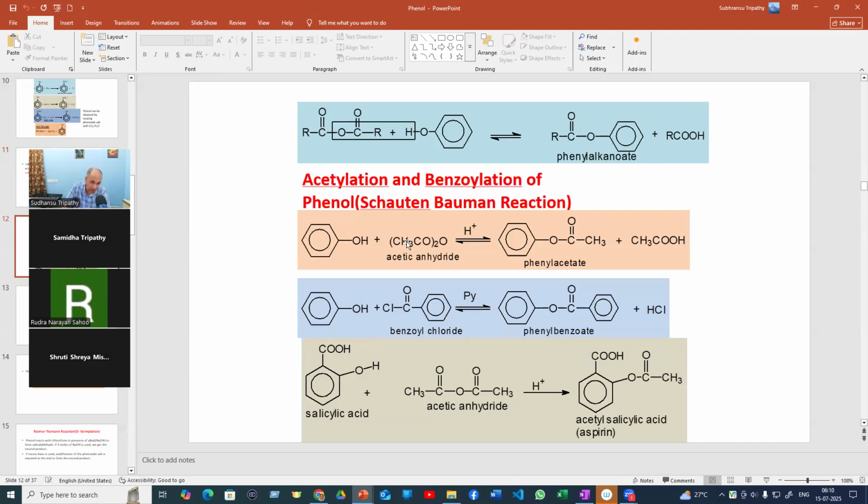And we have seen the Schotten-Baumann reaction where specifically we have acetylated phenol. The same thing. I was giving a general anhydride, here is acetic anhydride to give you the phenyl acetate, no doubt. And also seen how you can benzoylate. This is phenol and this is benzoyl chloride. And the acid part is benzoate. This is phenyl benzoate.